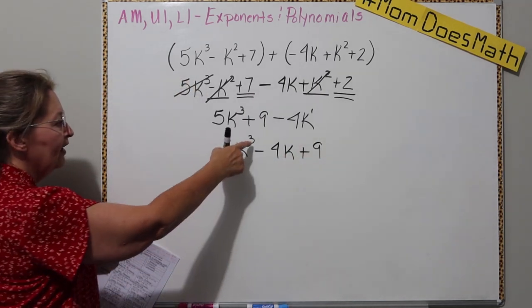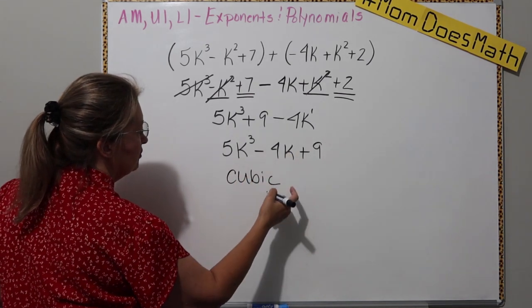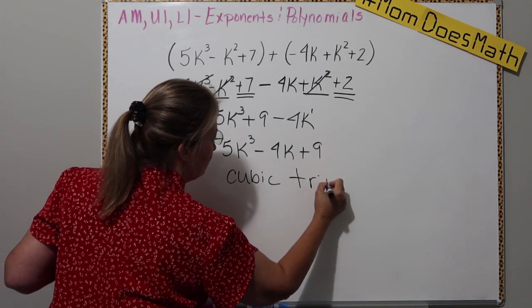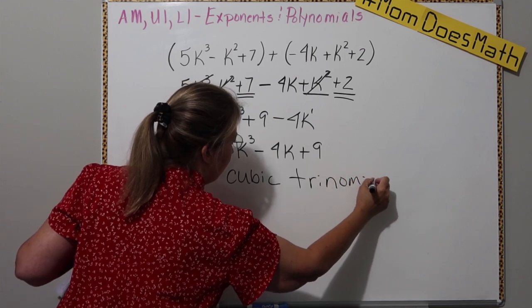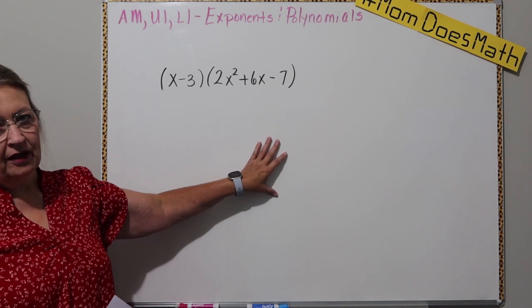Okay, let's classify it. This makes it cubic. How many terms do you have? 3. So this is a cubic trinomial. Now we're going to look at multiplying polynomials.